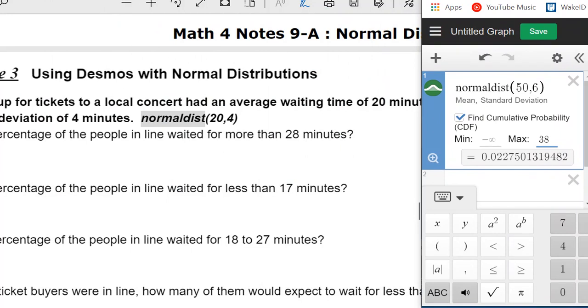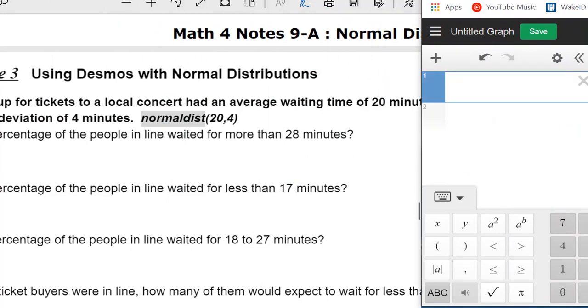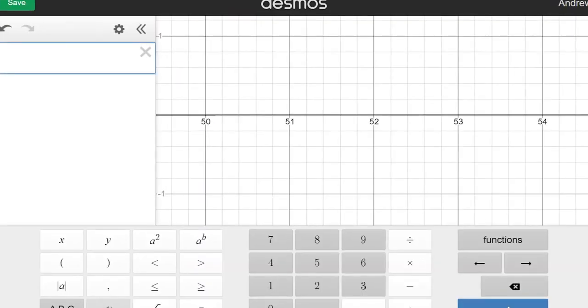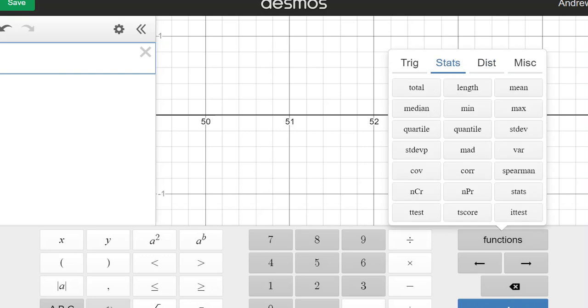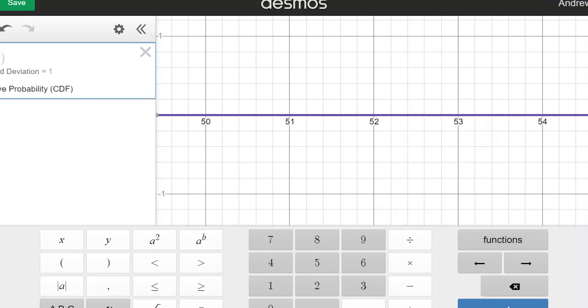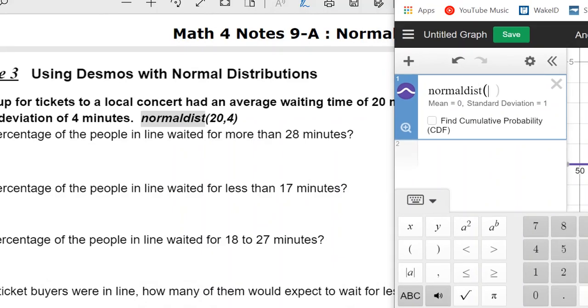So I'm going to go into normal. Oh, and I need to show you where normal distribution is first. We click in a box here, and then we go to functions, and we go to distributions. That's the third tab up there, and that's where normal dist is going to be. And when I shrink this, normal dist has a set of parentheses. I'm going to do it 20, comma 4, close the parentheses.